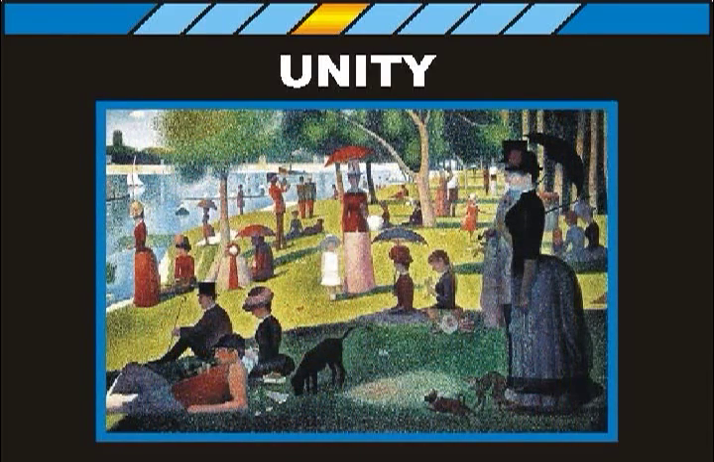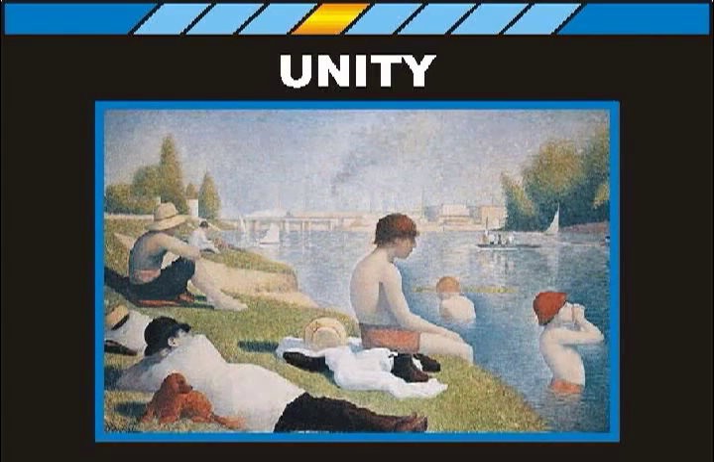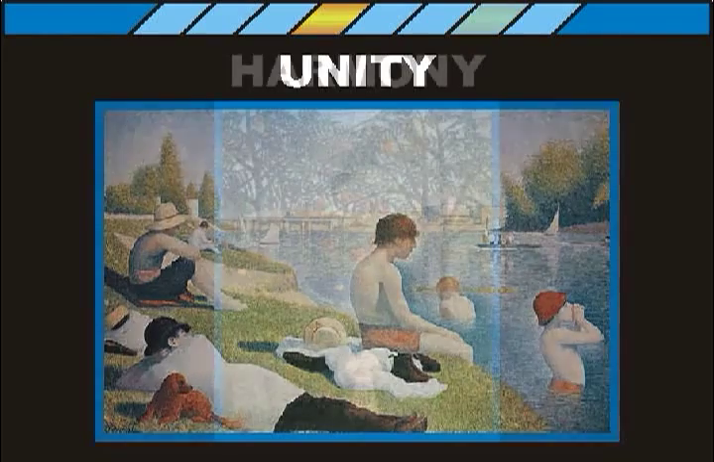In A Sunday Afternoon on the Island of La Grande Jatte and In Bathers of Asnières by Georges Seurat, the artist achieves unity by using a texture. He uses tiny dabs of paint, known as pointillism, throughout his artwork.